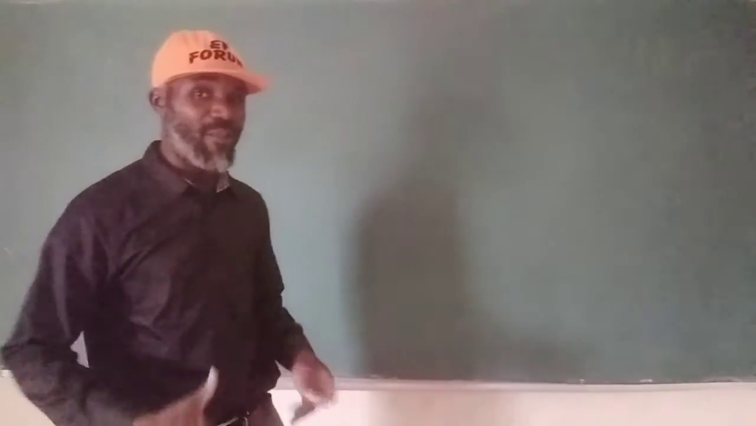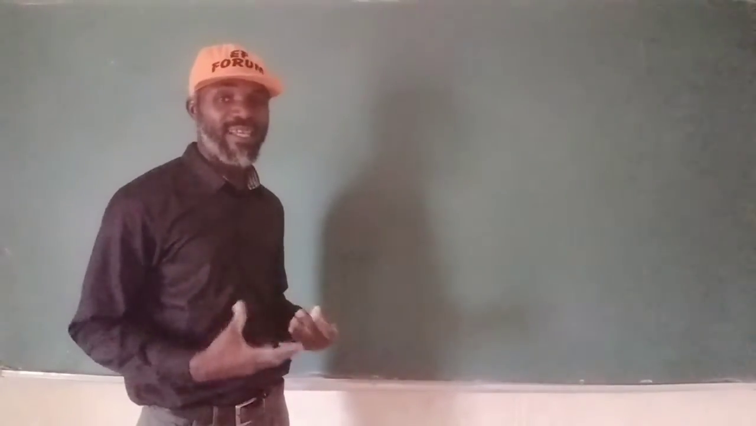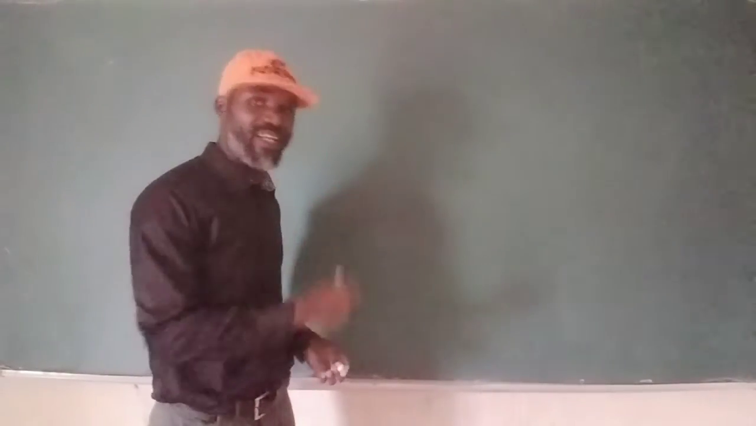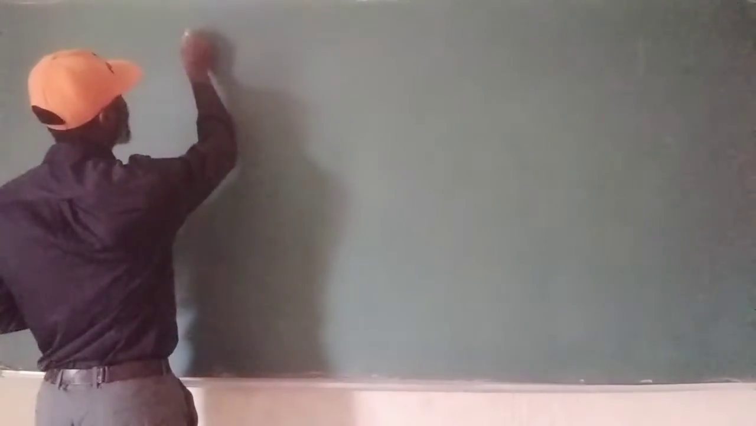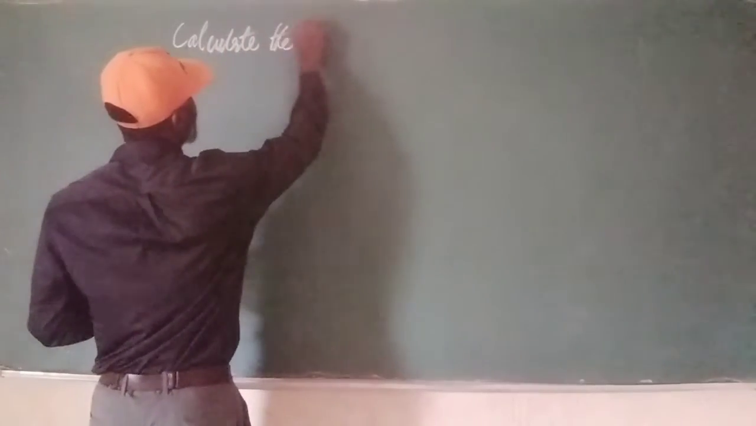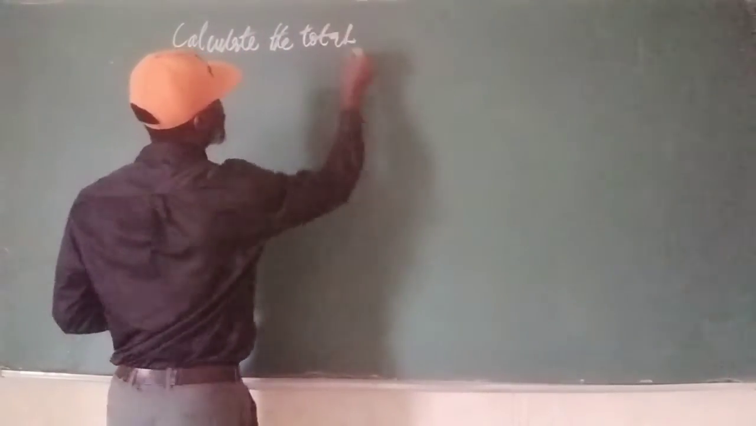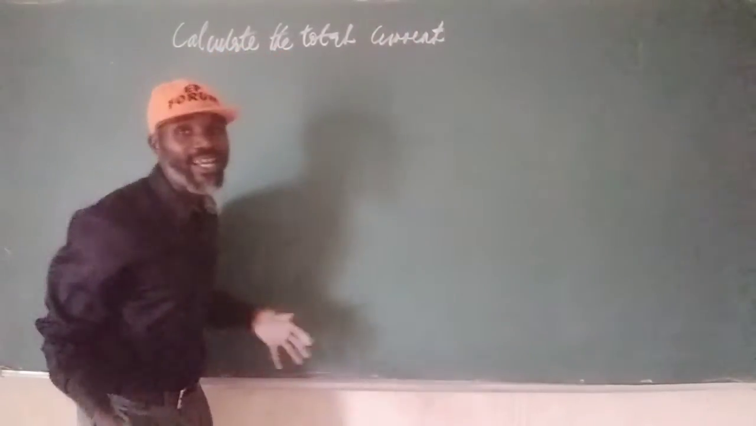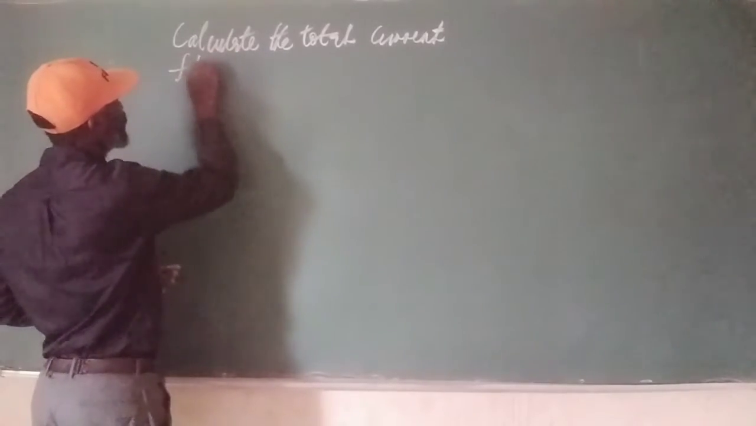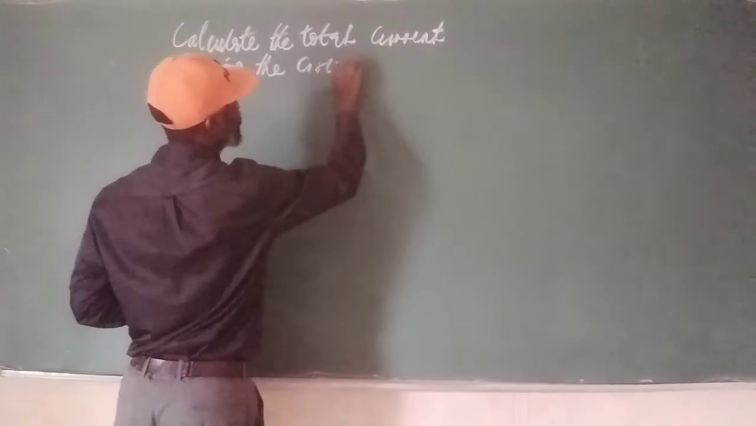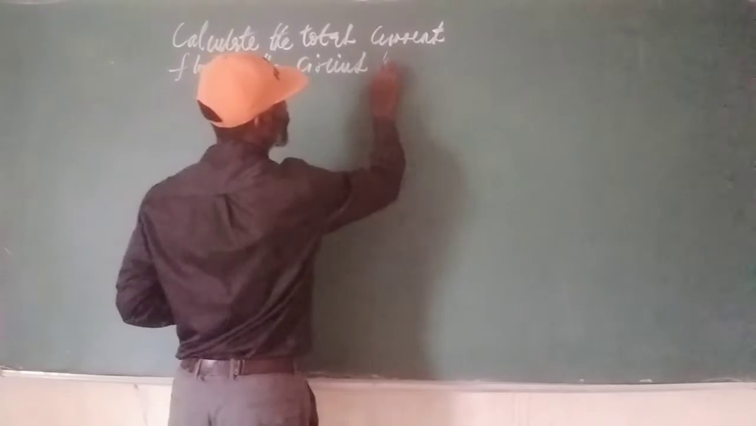The diagram I'm going to draw now is a diagram that we need to calculate the total currents flowing in the circuit. So the question is very simple. Calculate the total currents flowing in the circuit below. So let's now draw the circuit.